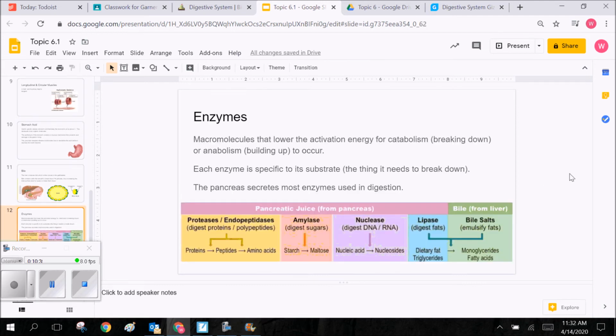So enzymes, we all know, are molecules that help to lower the activation energy of a reaction. They're going to make it more likely that the reaction is going to occur and require less of that ATP. Each enzyme is specific to its substrate, so it's going to bind to either a lipid or a protein or a sugar or something, but it's not going to bind to all of them. And most enzymes that are going to do a lot of the breaking down are going to be secreted by the pancreas.